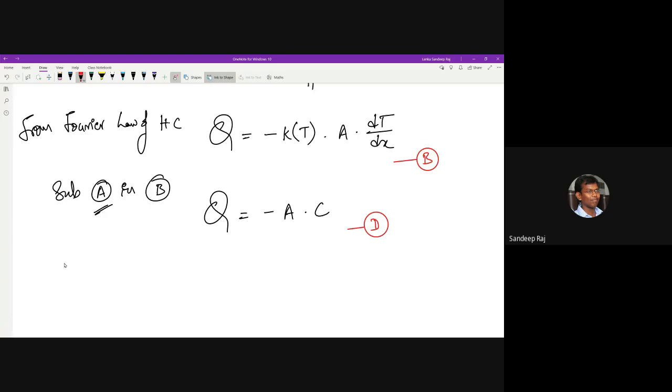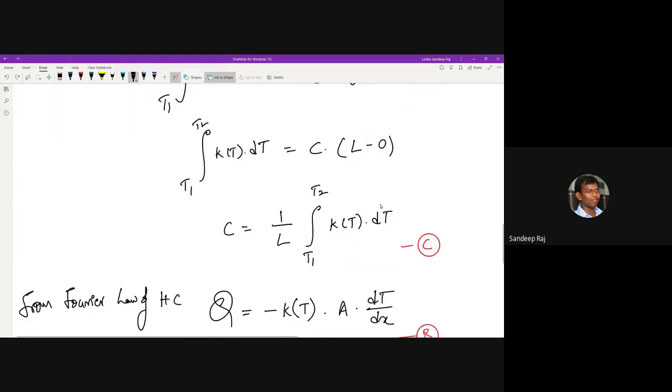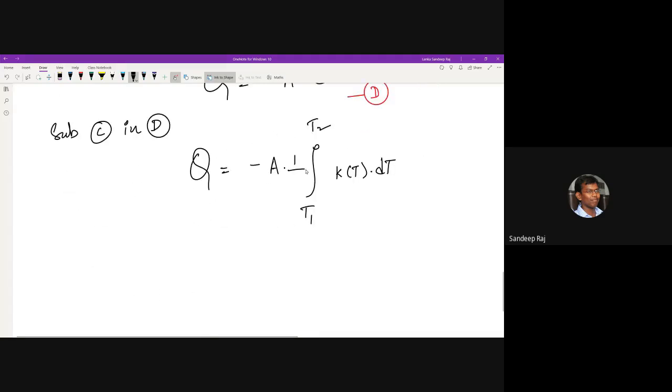Now I'll substitute that C into this D. When I substitute that C into this D, what I get is Q is equal to minus of A into, in the place of C, integral T1 to T2 K of T into dt. That's what I got: 1 by L into integral T1 to T2 K of T into dt. So I have missed this 1 by L here.